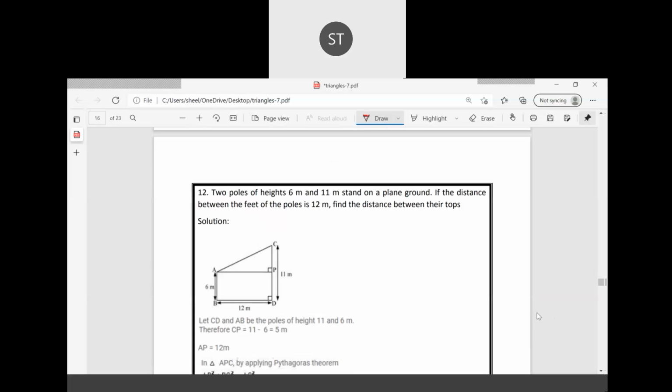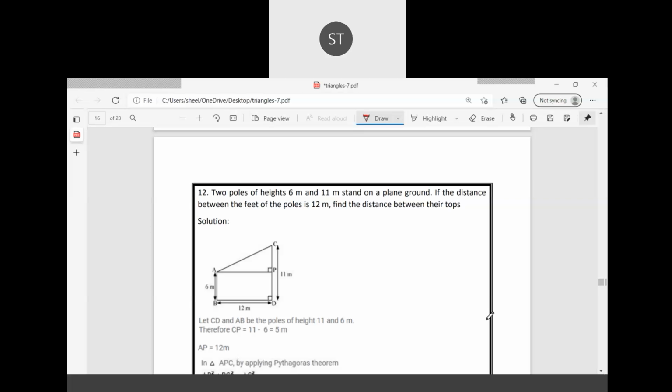Two poles of height 6 meter and 11 meters stand on the plain ground. The distance between the feet of the poles is equal to 12 meter. Find the distance between the tops. So CD and AB are the two poles. So the tops will be respectively A and C only. So what is the distance between AC? We have to calculate, right?